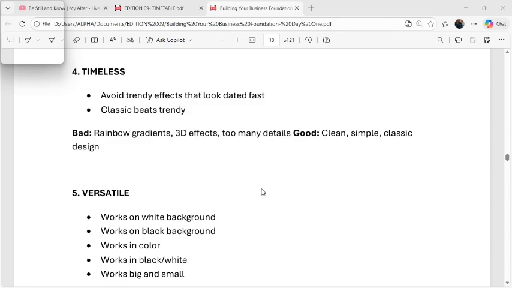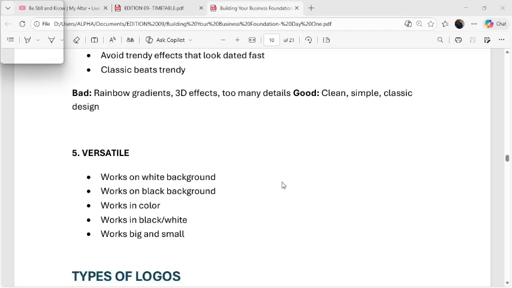Classic beats trendy. So don't just be in the mood and say, this month this is what is trending, so I'm going to build a business based on this. It might not be trending next month, it might not be trending next year, and you might find yourself out of business. Versatile. Or for instance, let's look at this: rainbow ingredients, 3D effects, too many details.